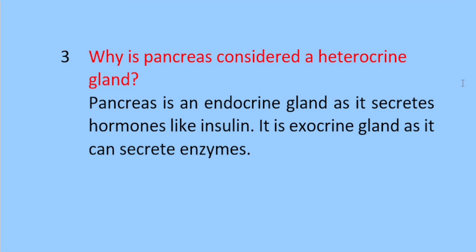Why is pancreas considered a heterocrine gland? There are 2 types of glands, endocrine as well as exocrine. Hormone secreting glands are called endocrine, whereas other secretions like enzymes, milk, wax and mucus are called exocrine glands. So heterocrine means a combination of both these. Pancreas is an endocrine gland as it secretes hormones like insulin. It is also exocrine because it secretes enzymes for the digestion of food.